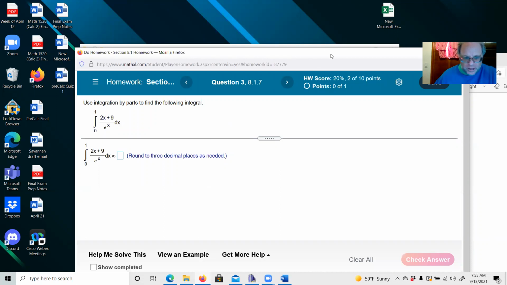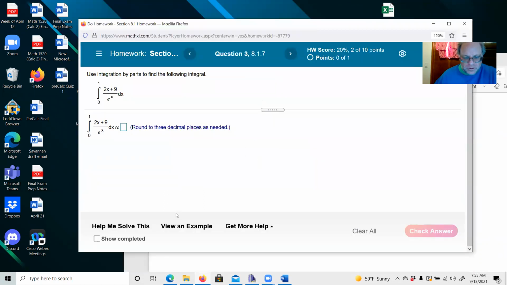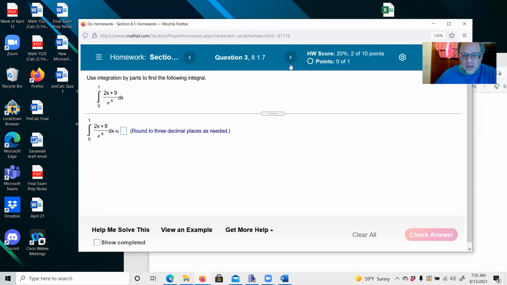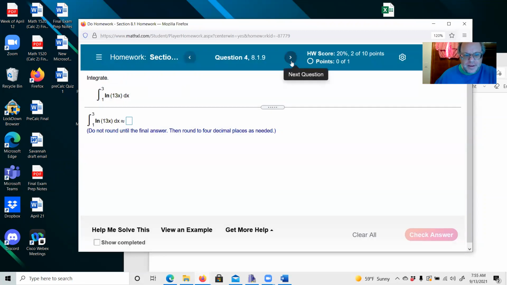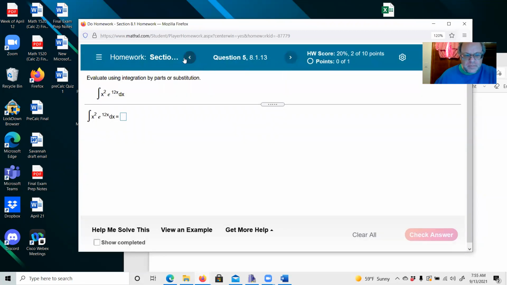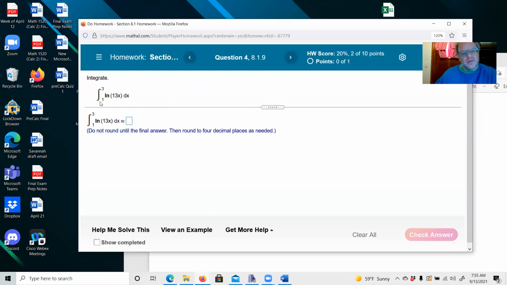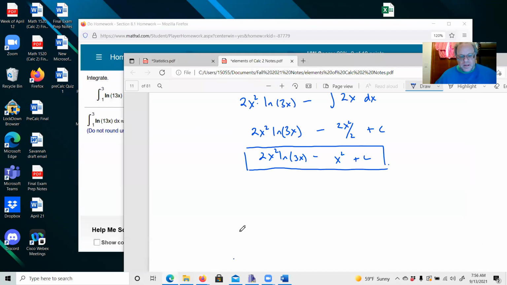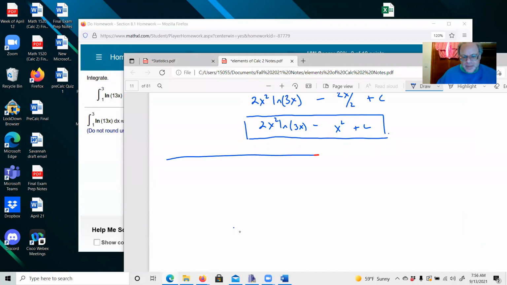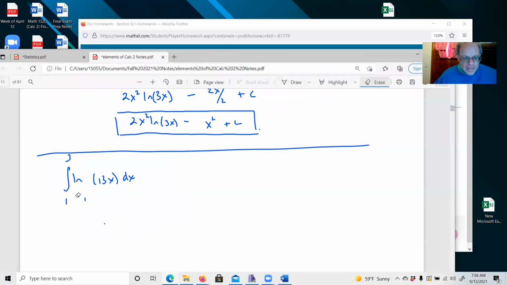I'm going to trust that you guys could do some. Oh, look at that. We're still going to go through. Actually, let's go back and do this one. Integral of natural log 13x dx from 1 to 3. So how do you do something like this? Let's get rid of that.